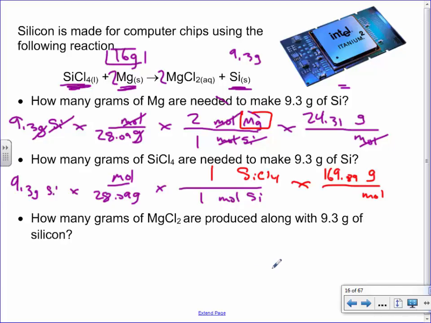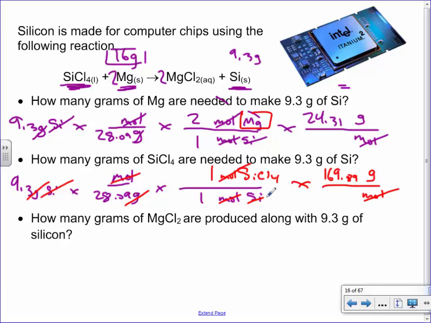Okay, so again, I really like to encourage kids to learn how to unit cancel. I think it's a useful skill. This grams cancels this grams. This silicon cancels this silicon. This mole cancels this mole. I should have written a mole here. This mole cancels that mole. And when I'm done, the only units that I haven't canceled are grams of silicon tetrachloride.